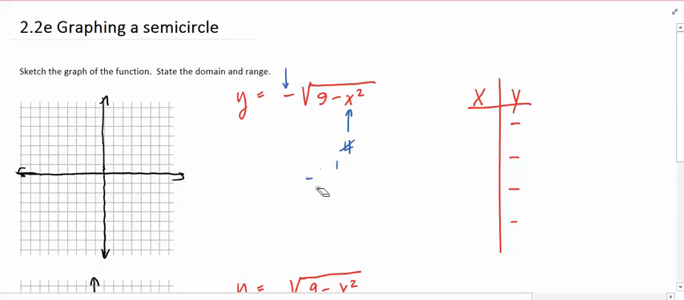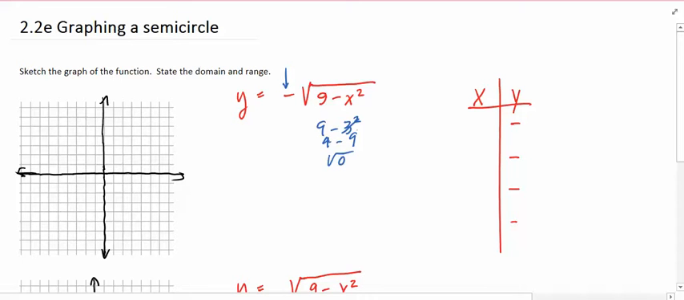If we're talking about domain, domain is always about the real values for x, not the imaginary. So, if I'm looking at what values are going to work, I know that 4 is going to be too large. What about 3? If I put a 3 in here, 9 minus 3 squared, that's 9 minus 9, and that's a 0. Is that going to be okay? Well, I can take the square root of 0. So putting in a 3 is going to be fine.